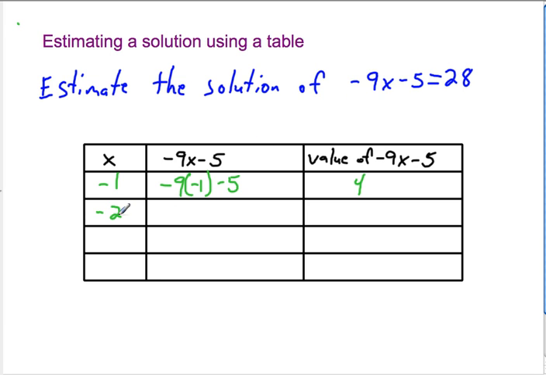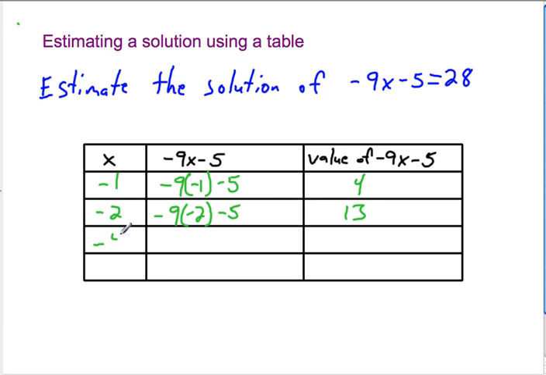Let's try, well actually, being that this is a negative number, we actually need this to be smaller, so even more negative. So let's try negative 2. So negative 9 times negative 2 minus 5. So now we have 18 minus 5, which is 13. So we're getting closer, so we need a smaller number.